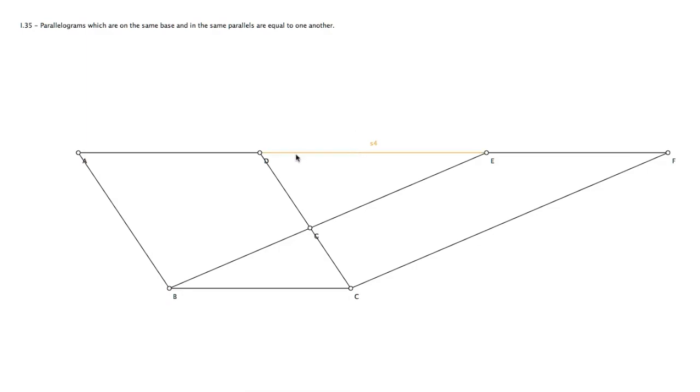So adding DE to AD makes AE, and that, of course, is going to be the same length by common notion 2 as DF, because we have EF, which is equal to AD, and we're adding that same length DE to it. So AE is equal to DF.